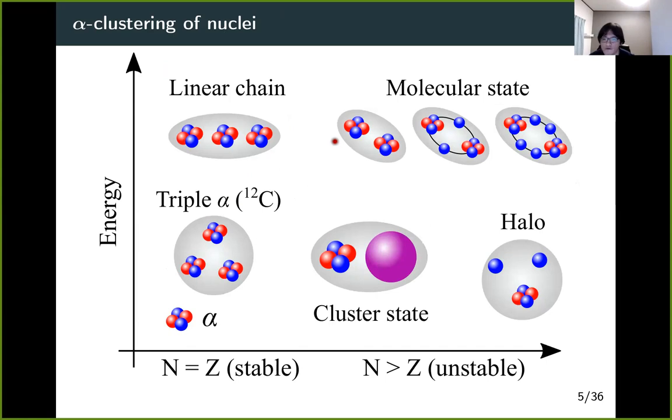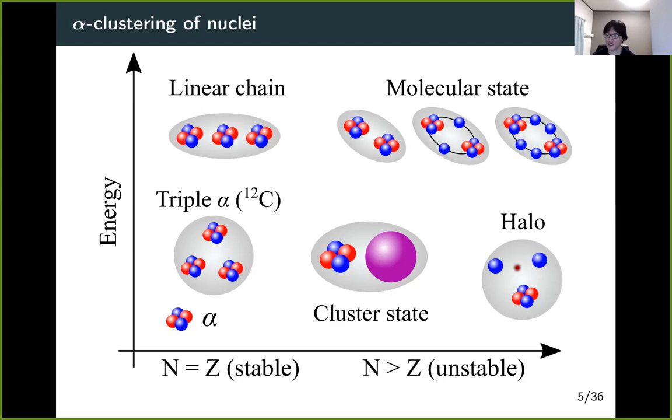For example, in the beryllium case, this is beryllium-8, beryllium-10, beryllium-12. These are well-developed 2 alpha cluster states with some valence neutrons working as a bond, just like molecules and electrons. And also the halo structure is, I would say, a kind of cluster structure.